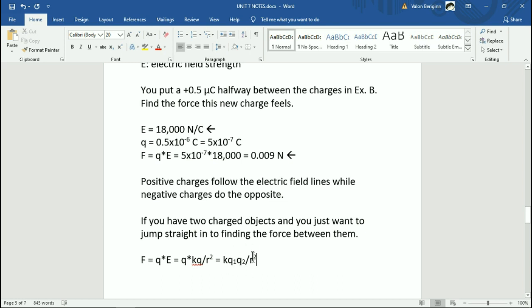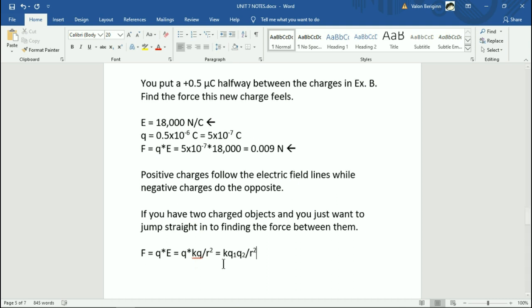Now, you can use this to figure out the force between any charged object. I don't recommend it unless it's very specifically that example, because I think it's unnecessarily complicated. Going through the work for the field is generally safer to do, and it works better in that sense. So be really mindful about that.